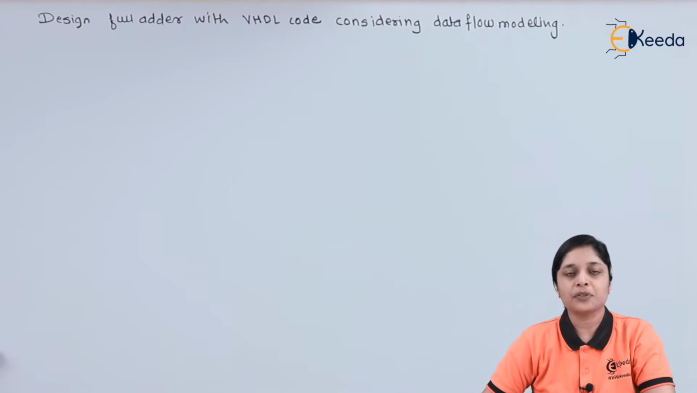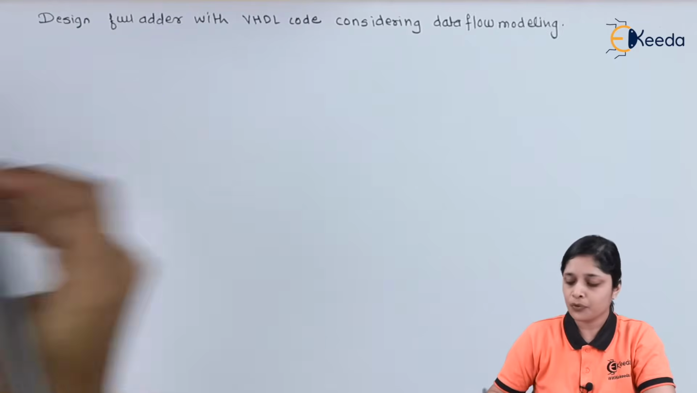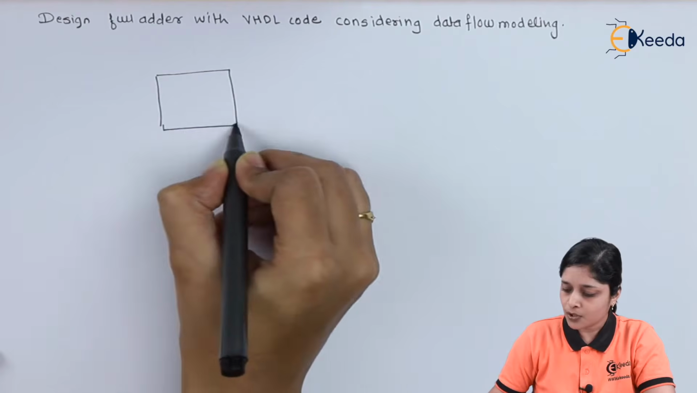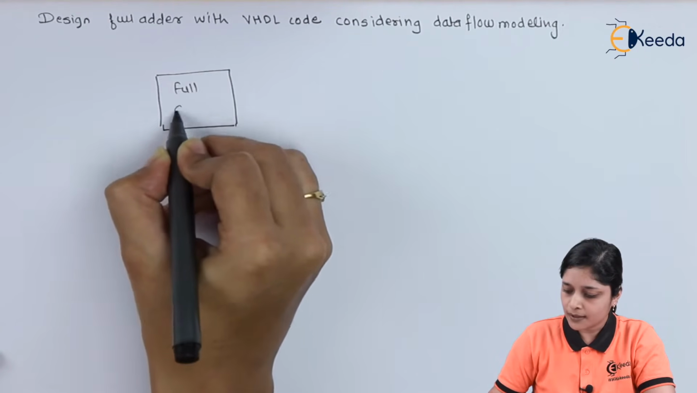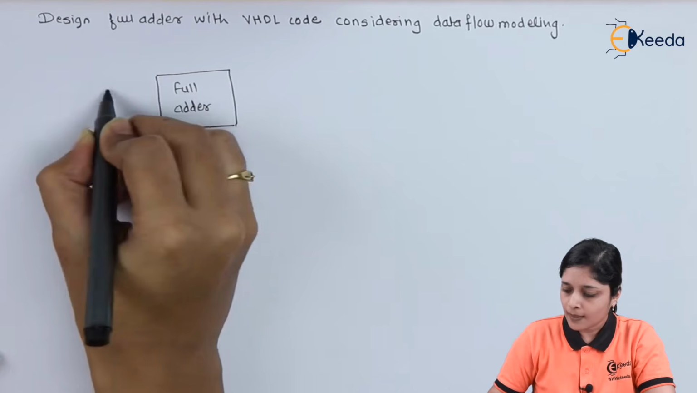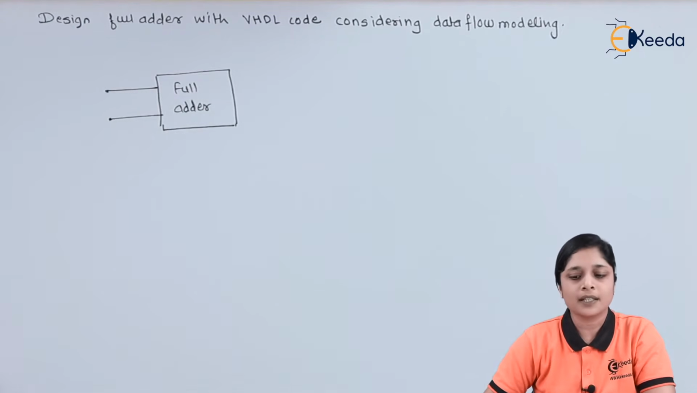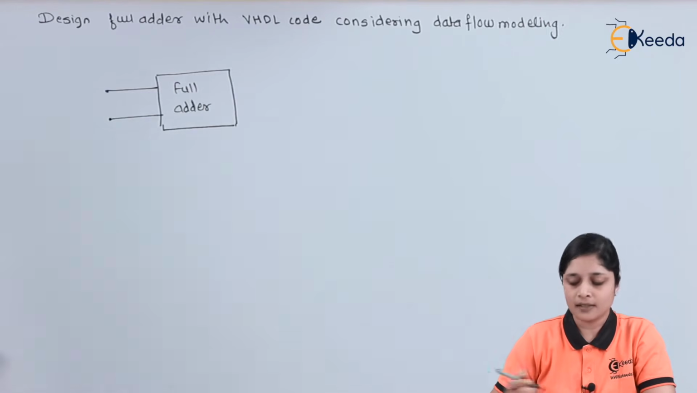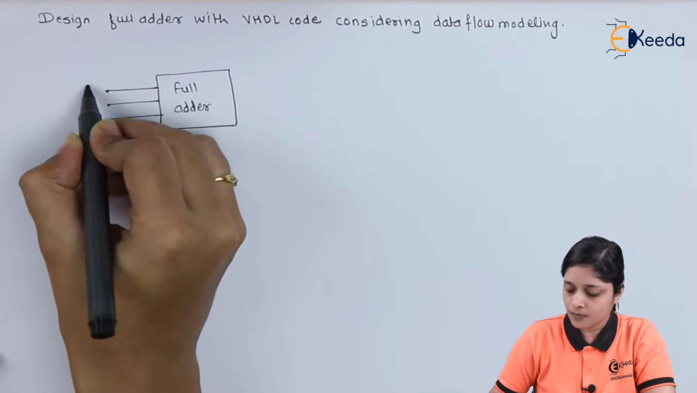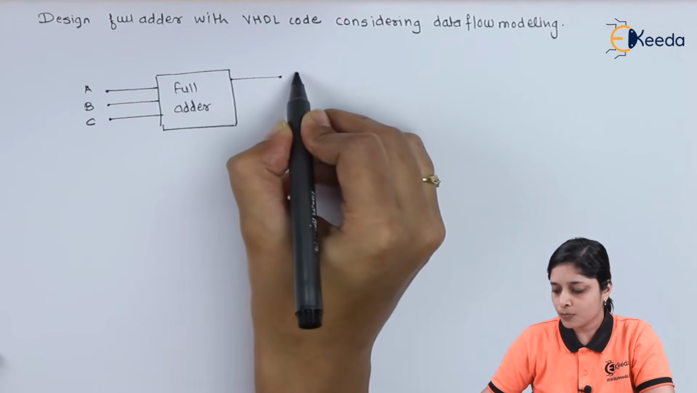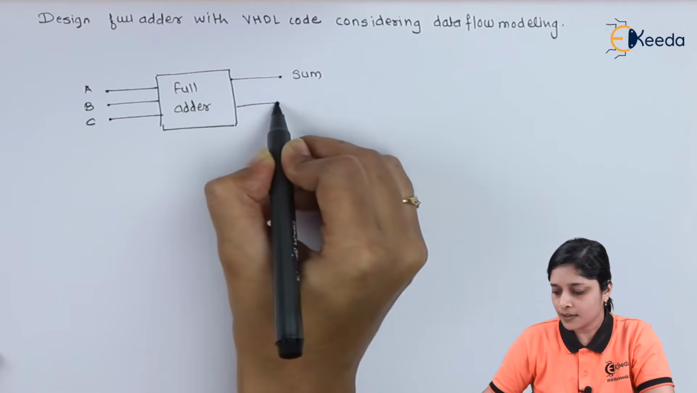So first of all you have to write all the important information regarding the full adder. First we will write the block diagram for full adder. The block diagram for the full adder consists of what? This is your full adder. It has three inputs A, B and C and two outputs, that is sum and carry.